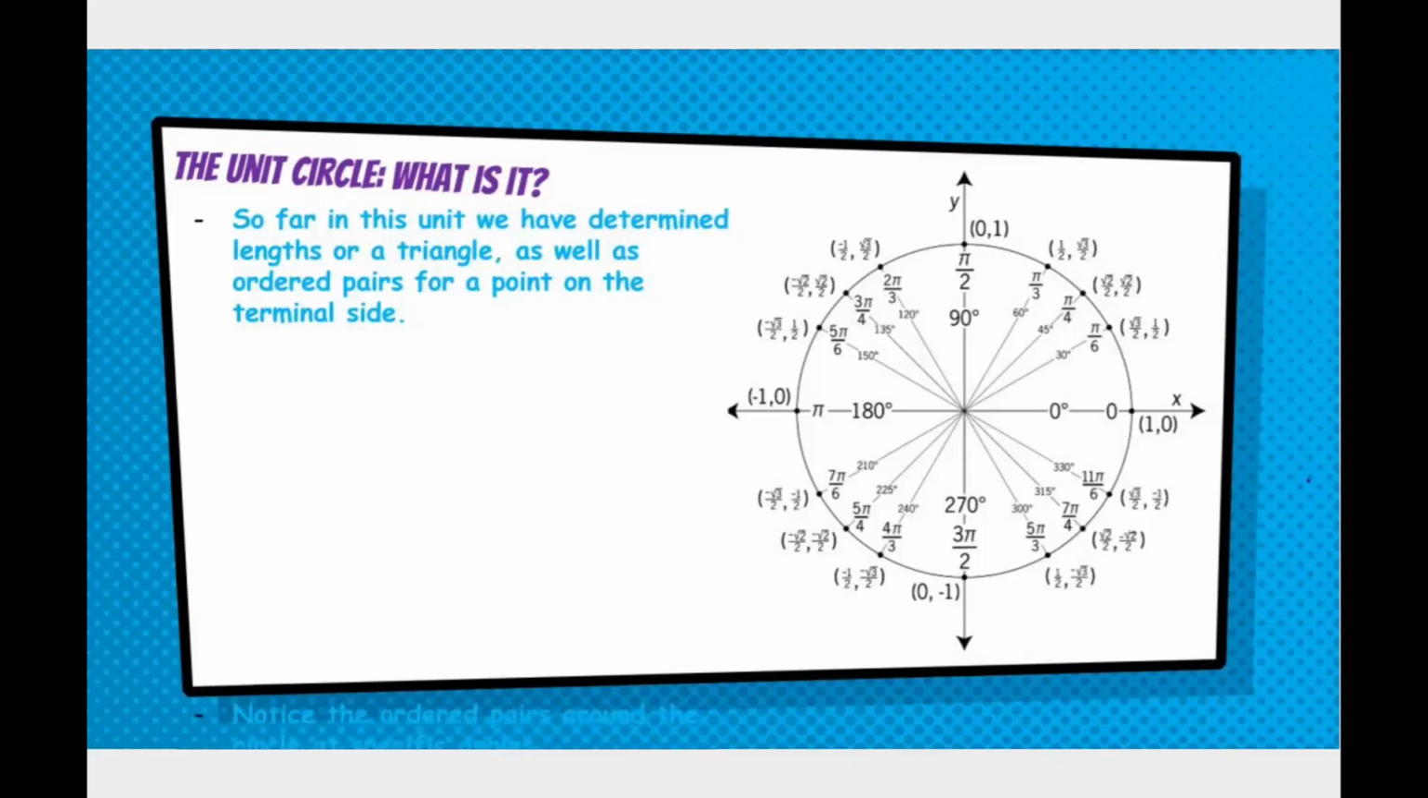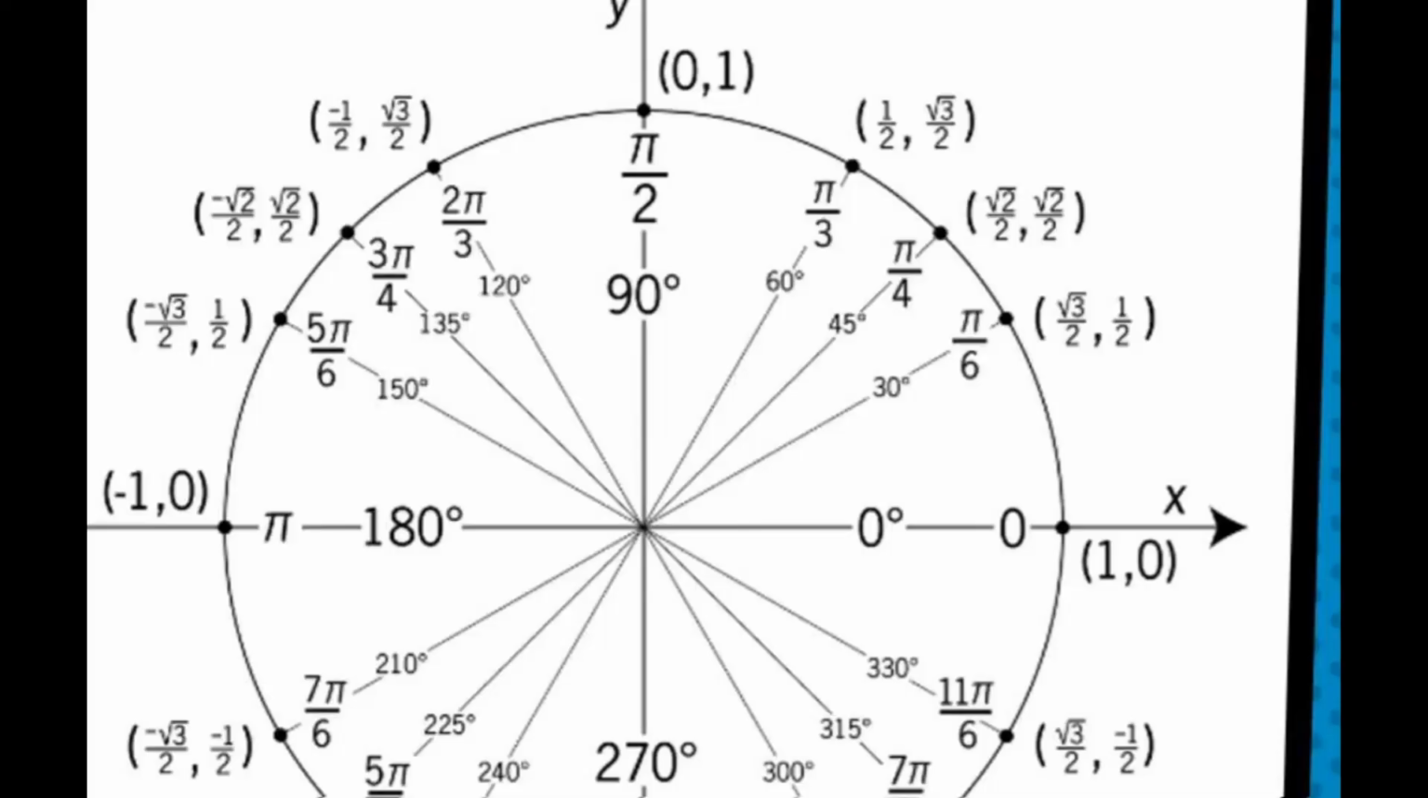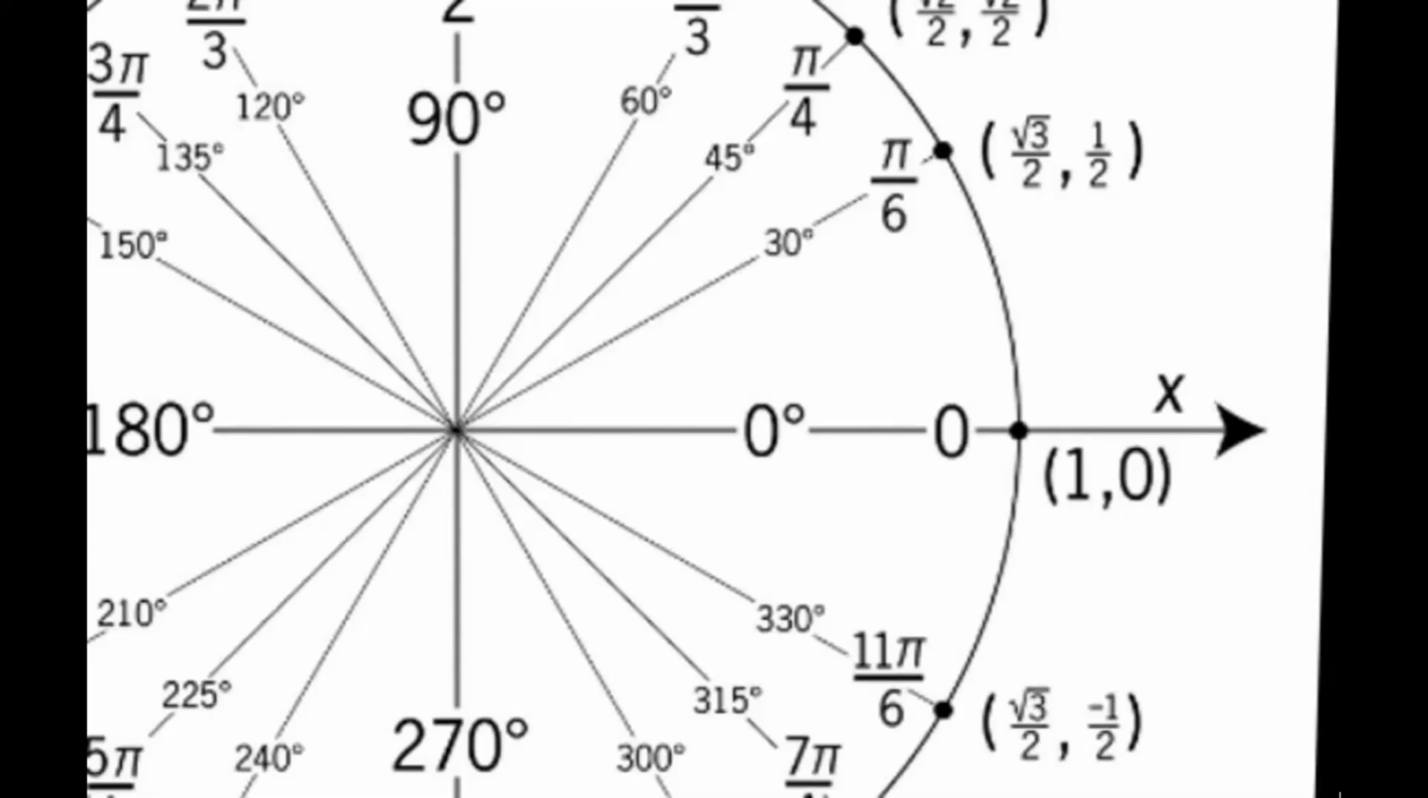So far in this unit, we have determined lengths of a triangle as well as ordered pairs for a point on the terminal side. And then notice around this unit circle, we see these different points that are ordered pairs. So if we can relate that to what we did the day before, where we had a point, and then we'll say that this is point P or whatever, you have the terminal side like this.